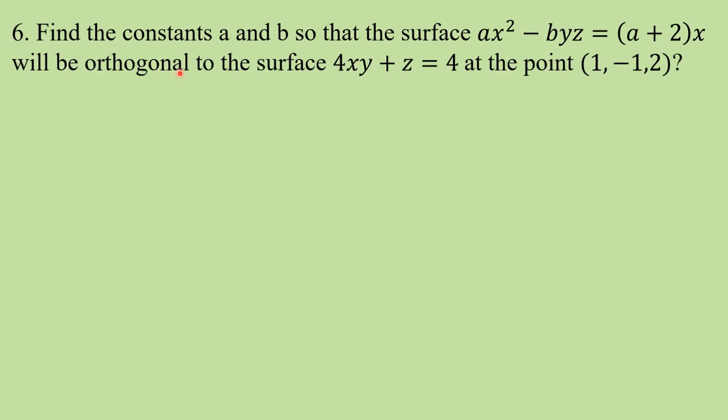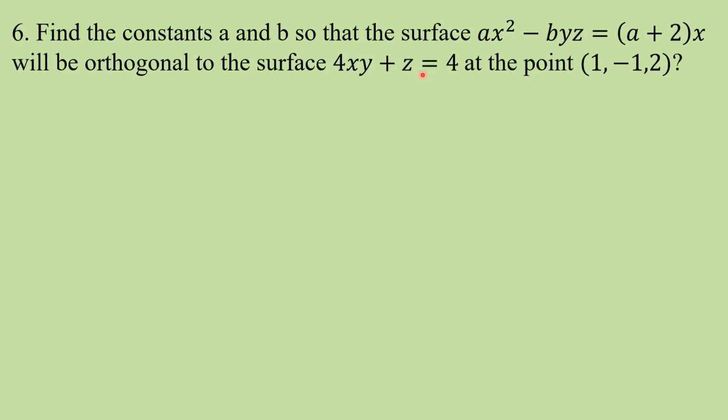Problem number 6. Find the constants a and b so that the surface x square minus byz equal to a plus 2 times x will be orthogonal to the surface 4xy plus z equal to 4 at the point (1, -1, 2). So students, here we need to find the values of the unknowns a and b subject to these two surfaces being orthogonal. As all of you know, two surfaces are orthogonal means the normals to them are orthogonal. So the angle between the normal vectors to these two surfaces should be 90 degrees. That means they are orthogonal.